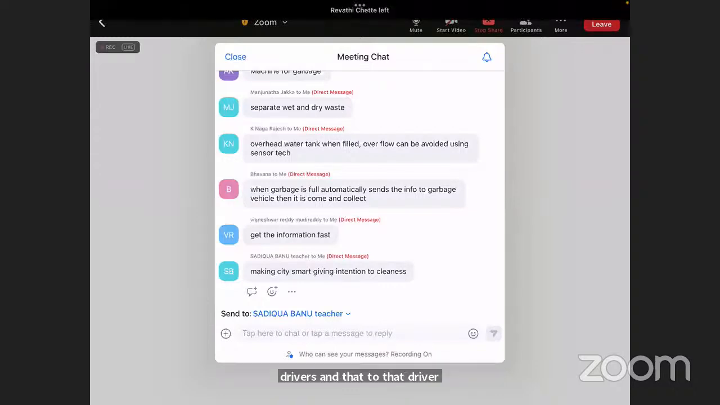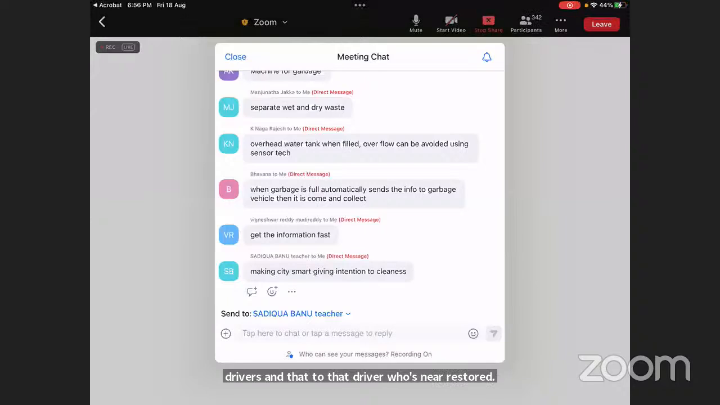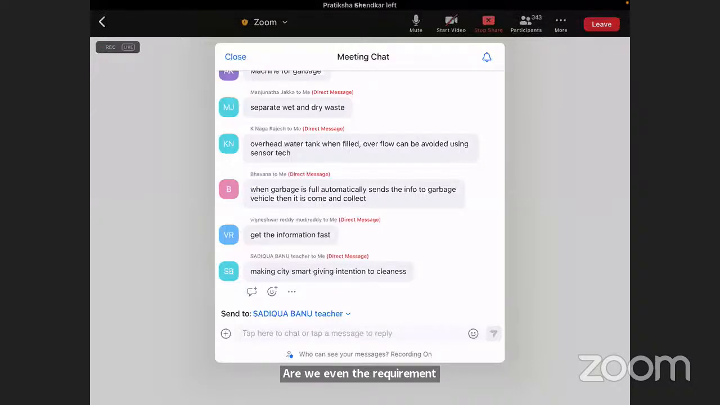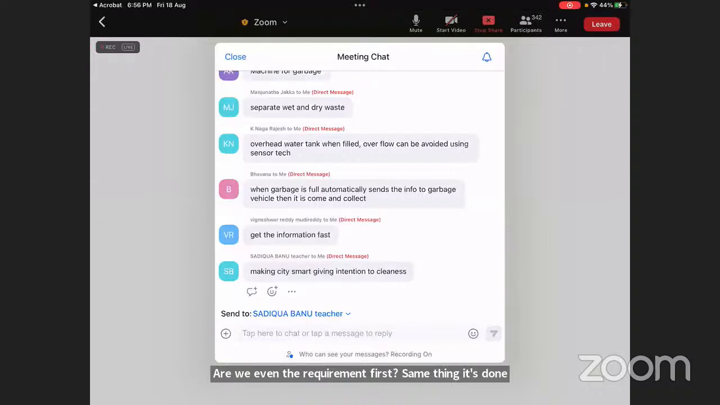Like what you do in Ola and Uber. Whoever is nearest to you is given the request first. The same thing is done here also. Okay, I think I'm clear. The example is okay. Traffic management we have already discussed.